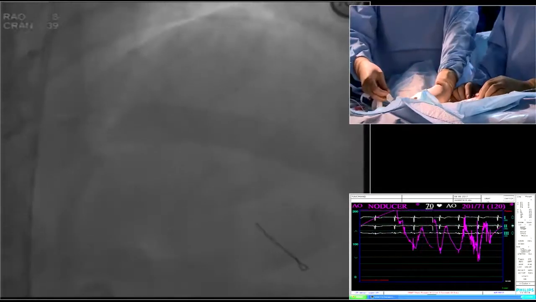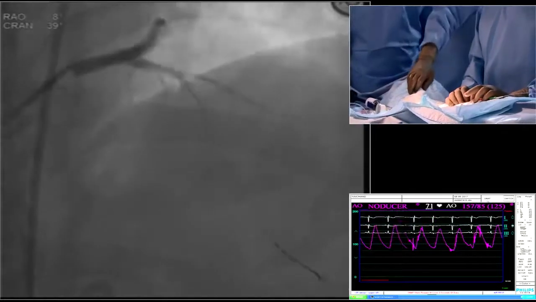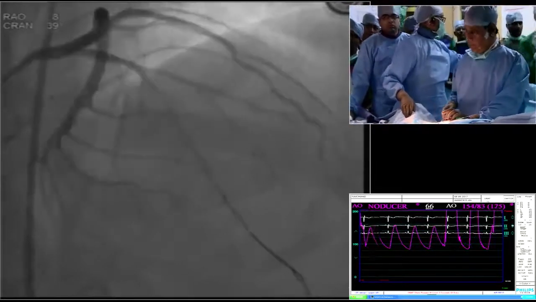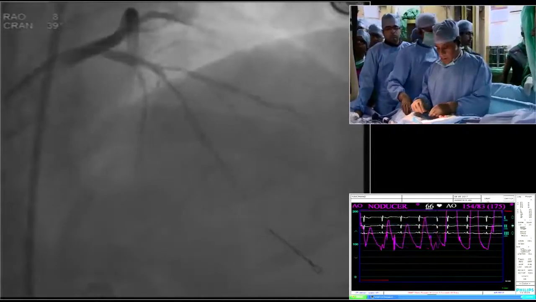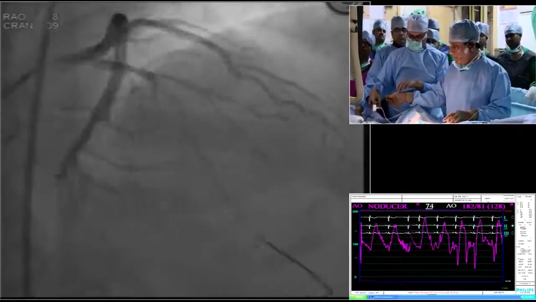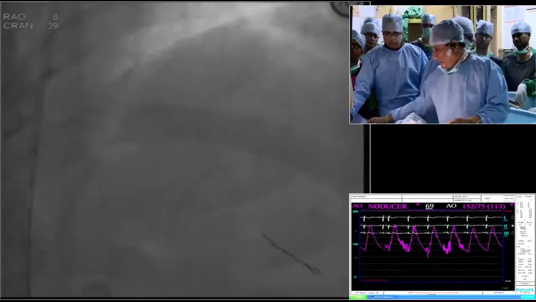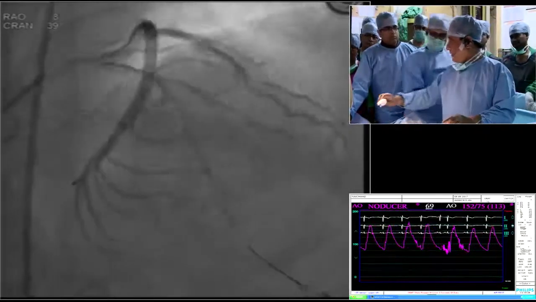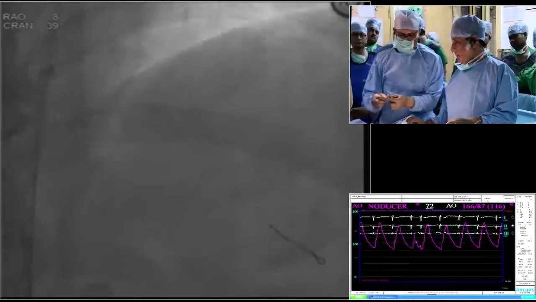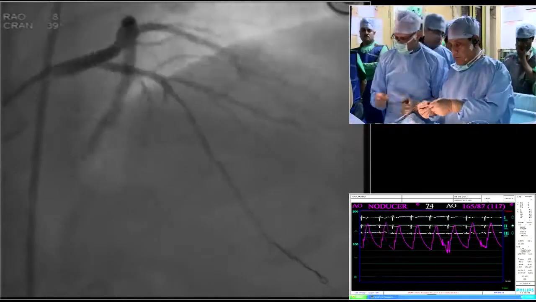Now the lesion actually involves a little after the diagonal. So I think the question is the lesion preparation before we put our Miras, but it is a softer lesion. I think we can put a 2.75 by 29. What do you think? Yes. And then we'll post dilate. You want to do IVUS first? Yes. Okay, so we are going to do IVUS to assess the vessel size.